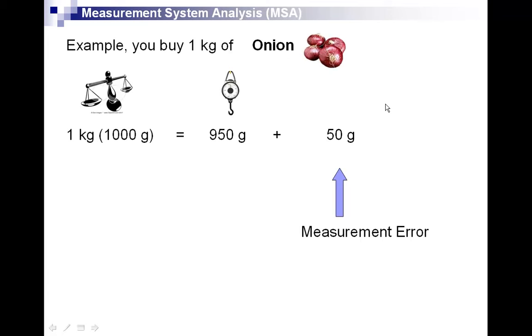You will try to analyze the situation keeping in mind the price of 50 grams of onion and the cost of going back to the seller. Let's assume the seller is 1 kilometer away from your home. And based on the analysis, you conclude that it's not worth going back to the seller for 50 grams of onion, and you decide to bear this loss.